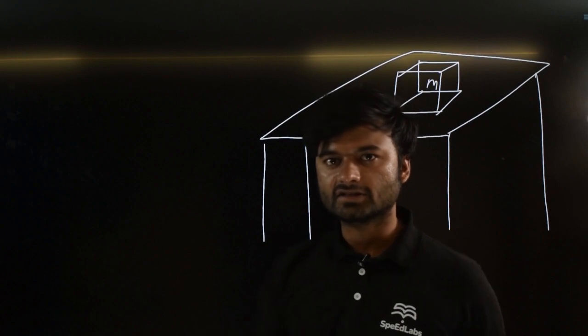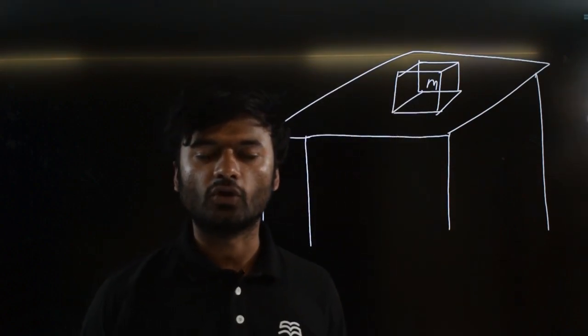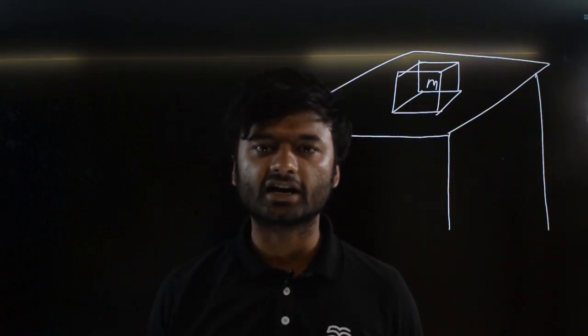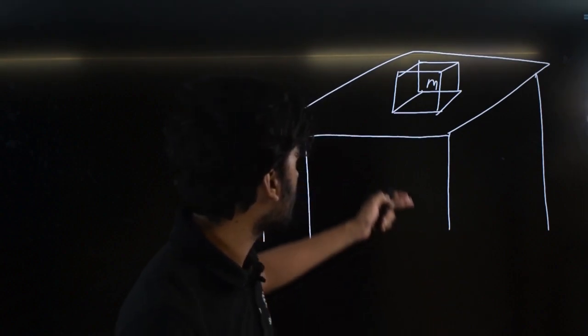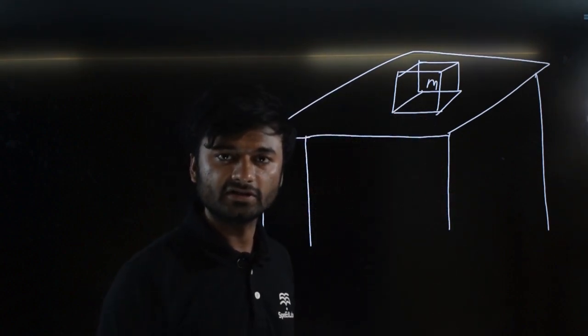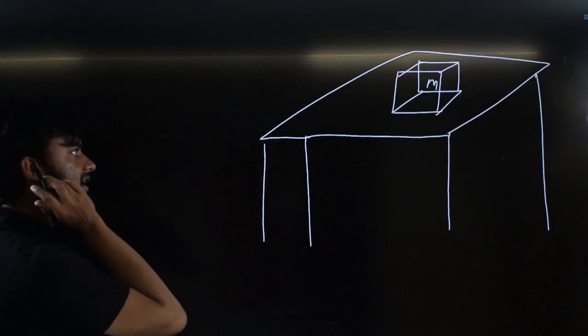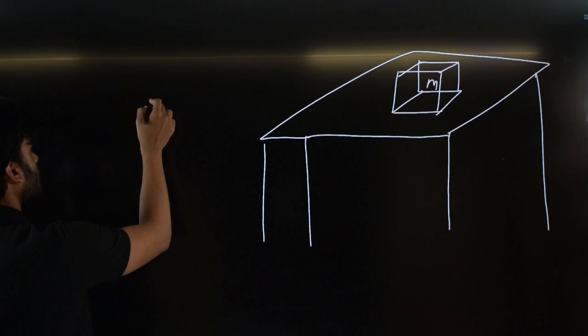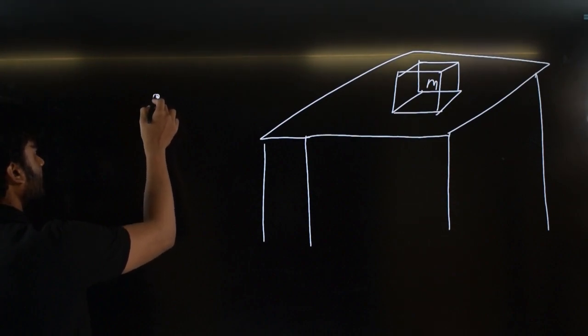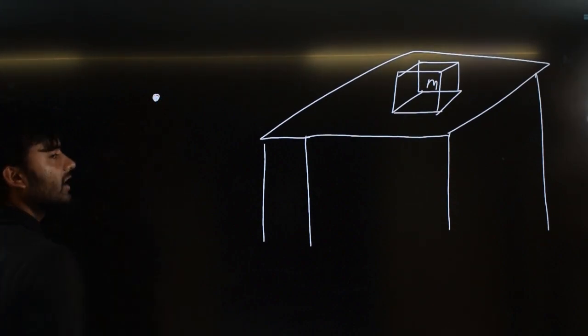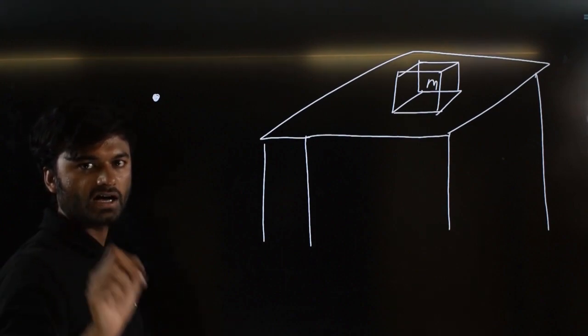Now I will ask you one question: what are the various forces that are acting on this block of mass m? So I'm drawing those forces. In a free body diagram, the very first step is that you have to just make a single point.